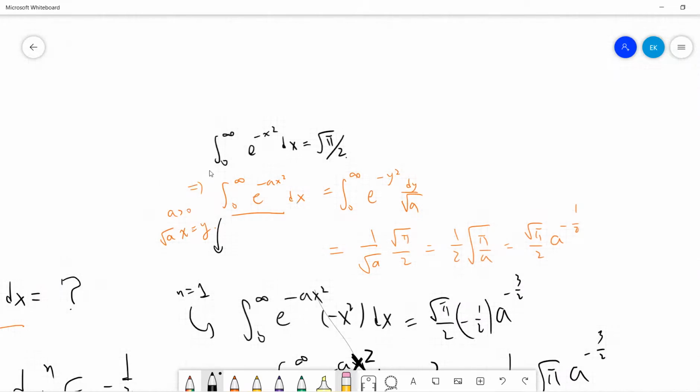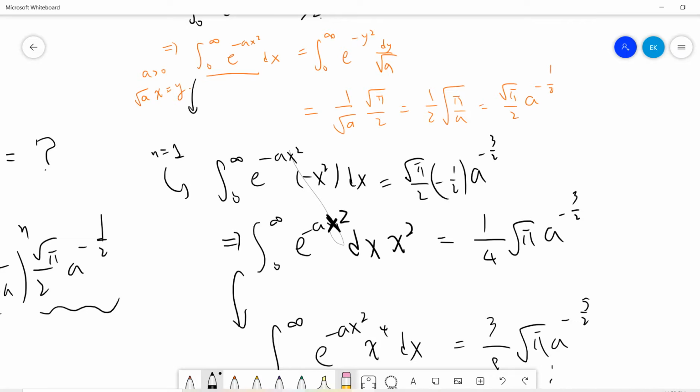So the idea is that we start from n equal to 0, and we get the special, famous Gauss integral. Then we let a be a positive real number, and we take square root of a times x equals y. So we have this, and then we change it. Somehow we can derive this orange formula. The result is square root of pi divided by 2, times a to the negative 1 over 2.